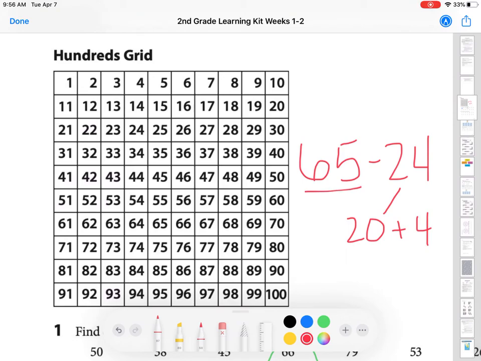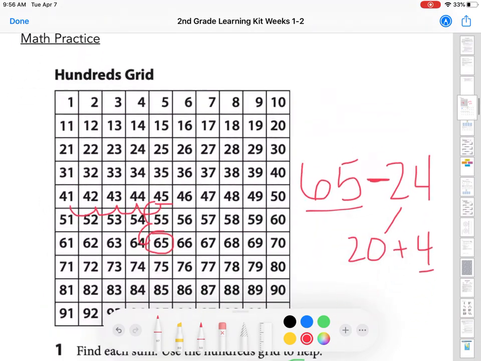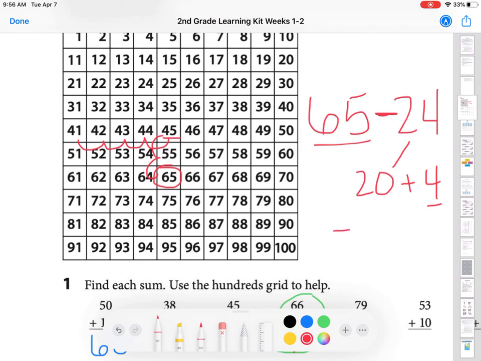So I'm going to start with 65. I find it on my hundreds grid. There's 65. Okay. I'm taking away 2 tens. So 1, 2. Now I'm at 45. But I'm not done yet because I also need to take away my 4 ones. So I go backwards because this is a subtraction problem, right? And I go from 45. So I go 1, 2, 3, 4. And there's that answer. The answer is 41. Hope that helps.